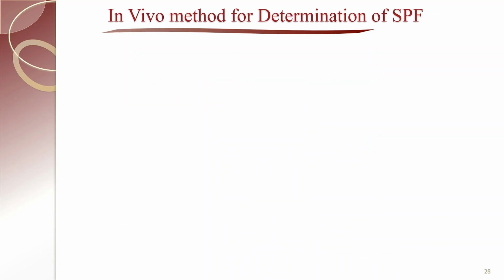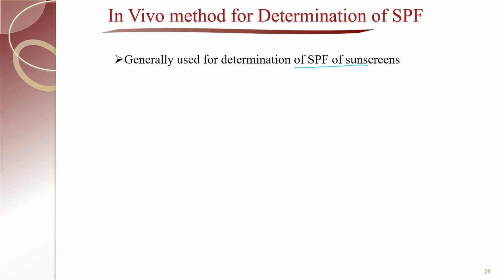In the in vivo method, it is generally used to measure the SPF value for sunscreen, but we can also use it for textile material. The main problem here is that human subjects are required.